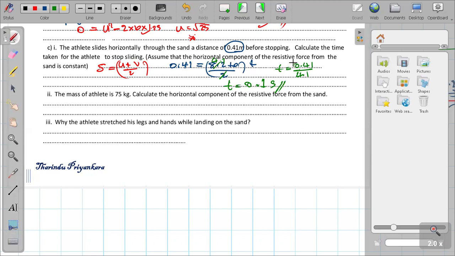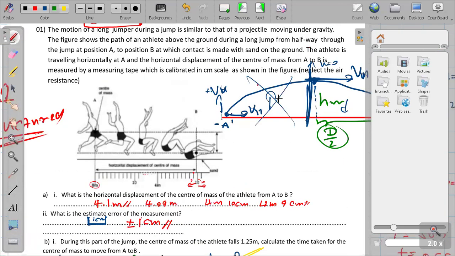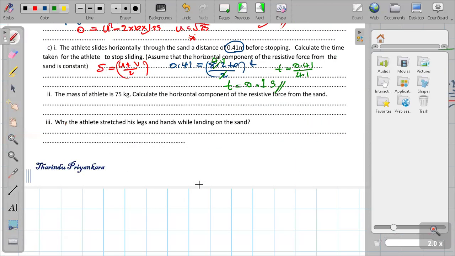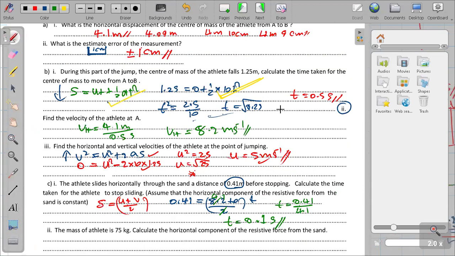Why does horizontal velocity have to change? Horizontal velocity does not change. The reason is throughout the motion, the horizontal velocity component does not change. 0.082. Am I crazy? Here, no, 4.1 meter divided by the time of 0.5, not 5, it is 0.5.